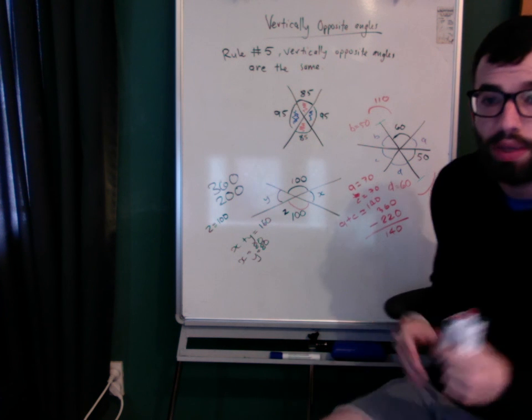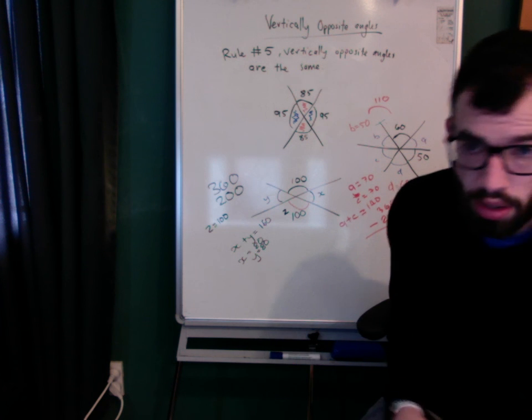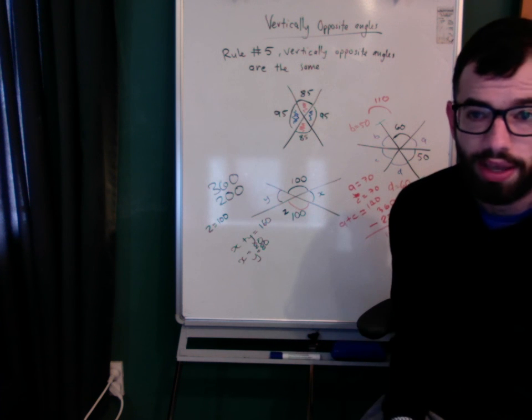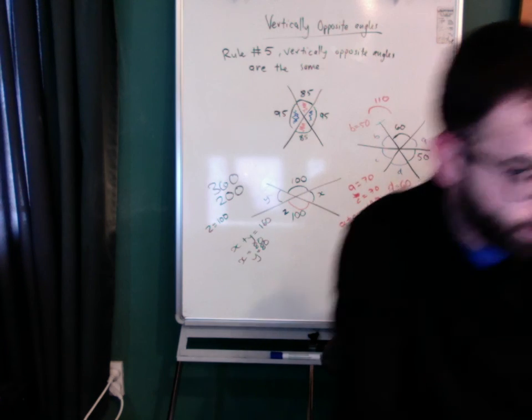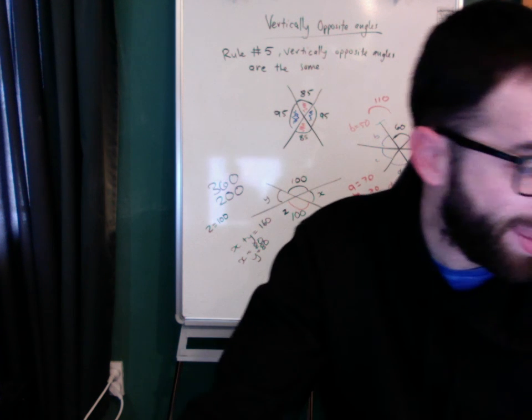So there are lots of ways that we can apply other angles and other rules. This is vertically opposite angles. Give it a crack, watch the video, and tomorrow we are going to be looking at angles inside shapes.